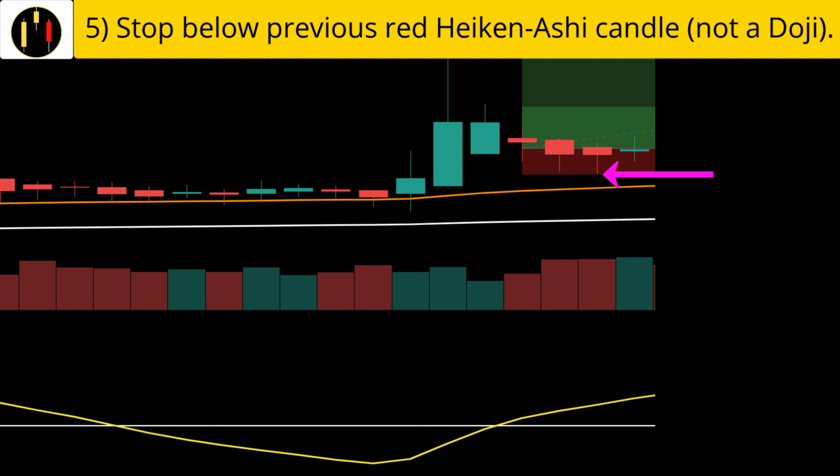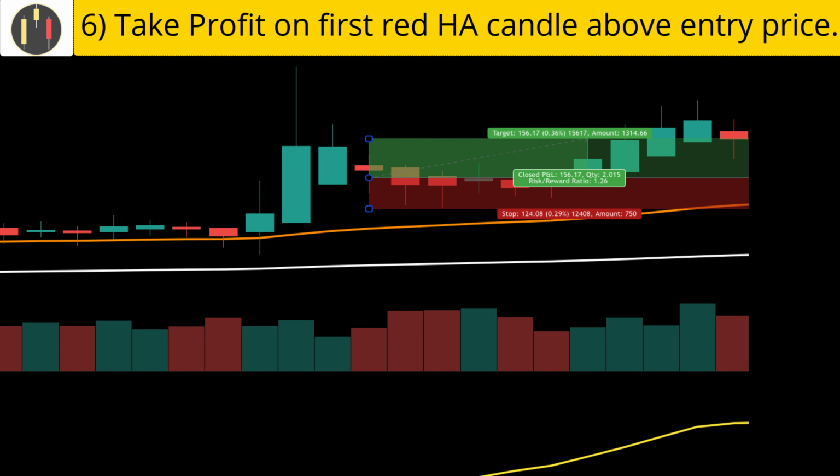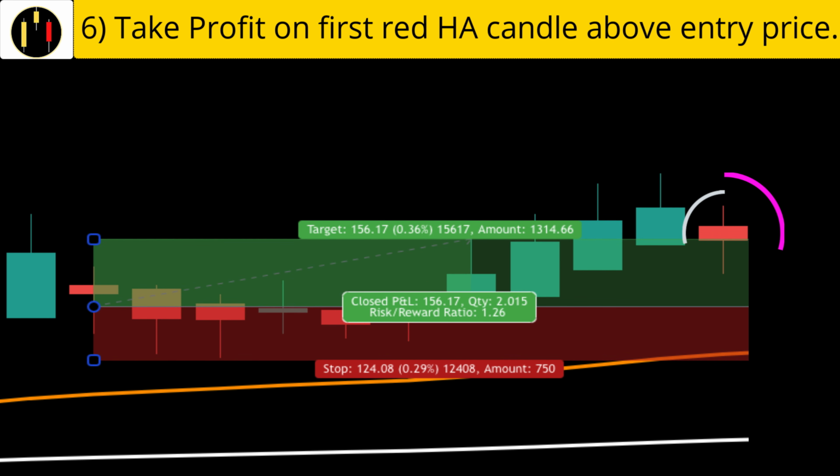We place our stop at the bottom of the previous red Fibonacci candle, and the target is dynamic. The trade is closed when the first red Fibonacci candle closes, and this trade is booked with a 1 1/4 risk versus reward.